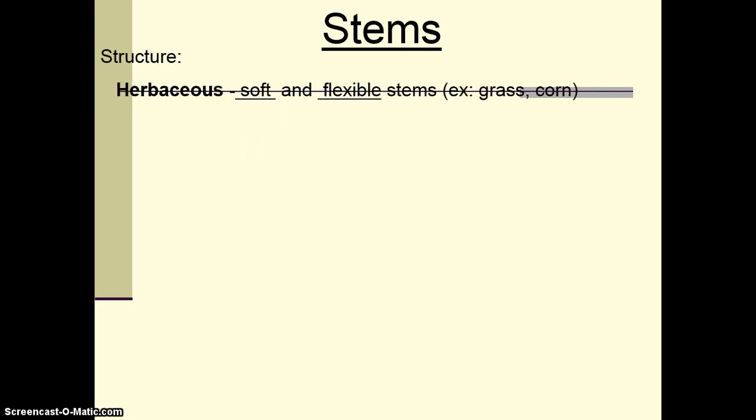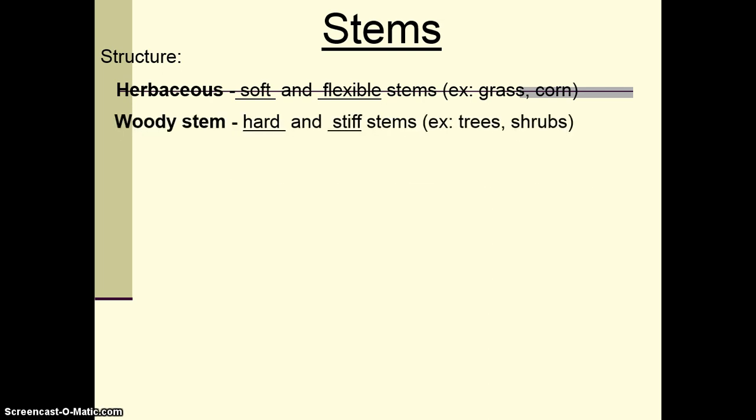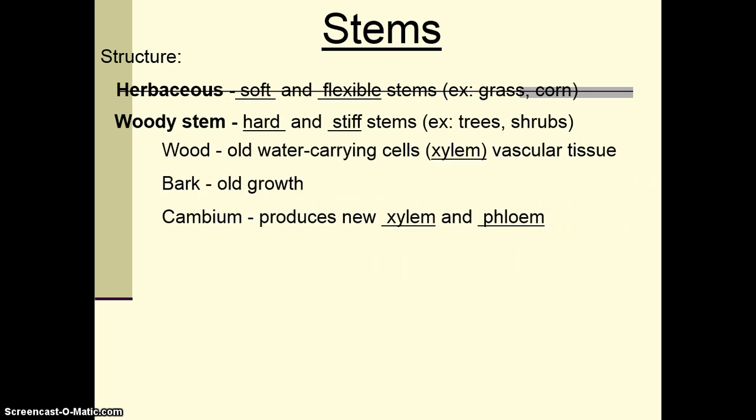Also attached to this flower might be a stem. Stems can be described as soft and flexible, or herbaceous is the word. Grass has an herbaceous stem, corn has an herbaceous stem. A woody stem might be hard or stiff, like trees and shrubs.